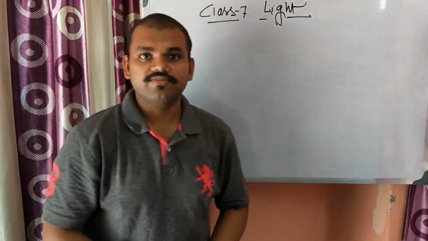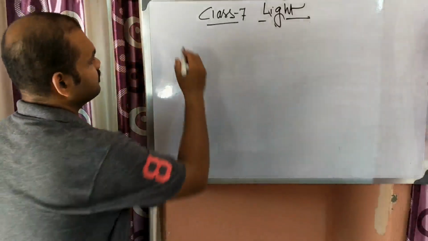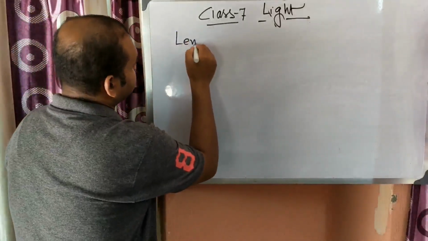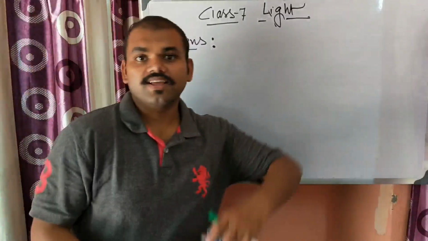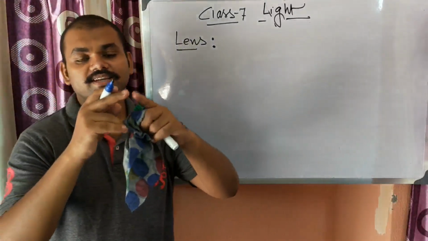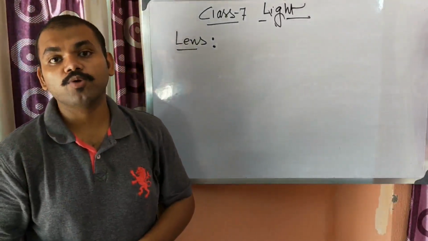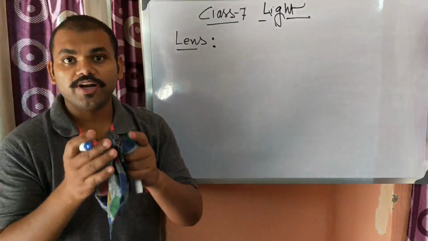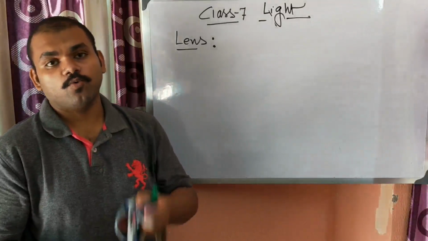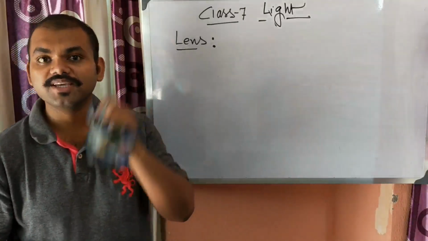And in the case of a concave mirror. Now let us know about lenses. What is a lens? A lens is a transparent material which is bounded by two surfaces, and one of them must be spherical.